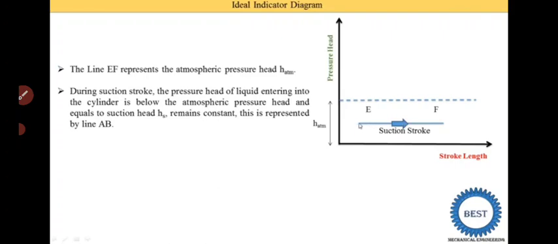So here you see that it is a horizontal line, which means it is the constant pressure line. This is represented as the suction head HS, meaning below atmosphere, up to this line, it is known as the suction head HS, and this line is represented as the line AB. So after suction at 180, that is not an actual, right?